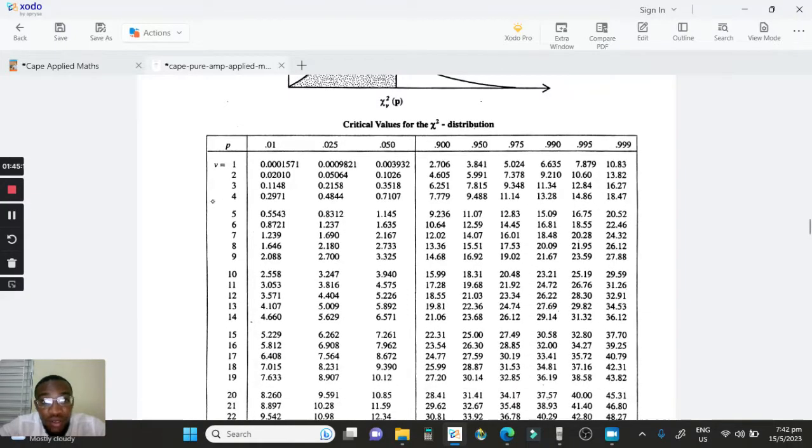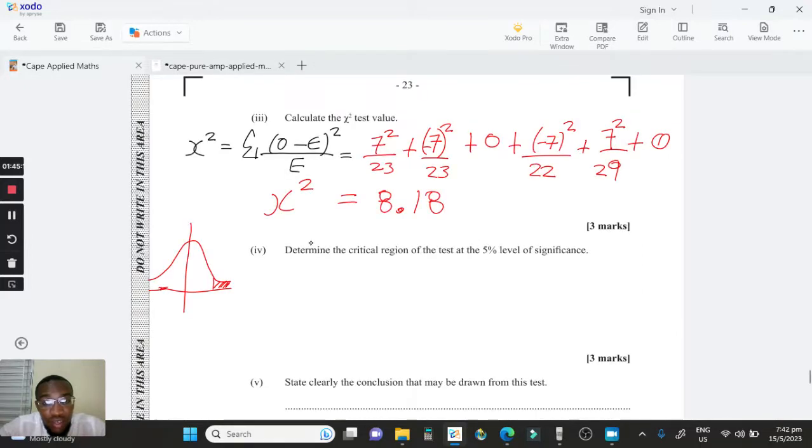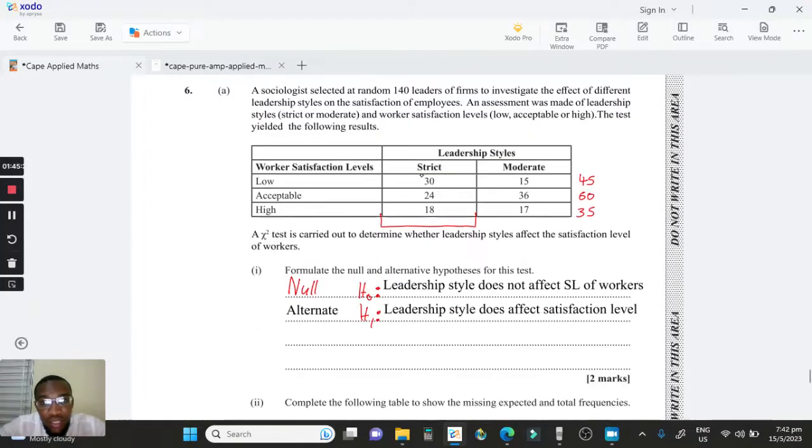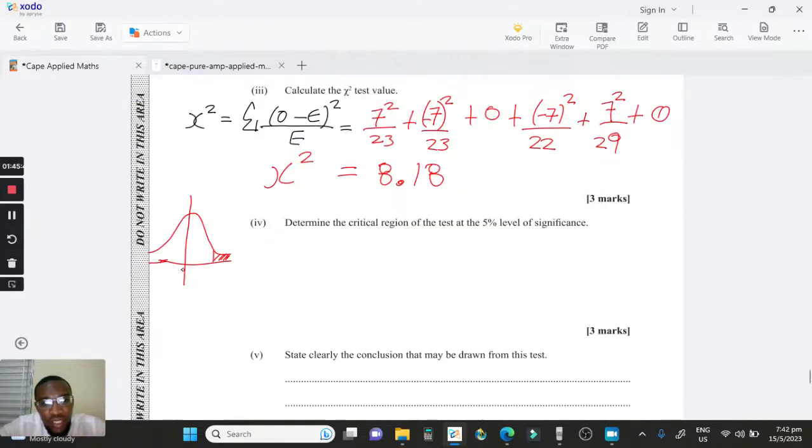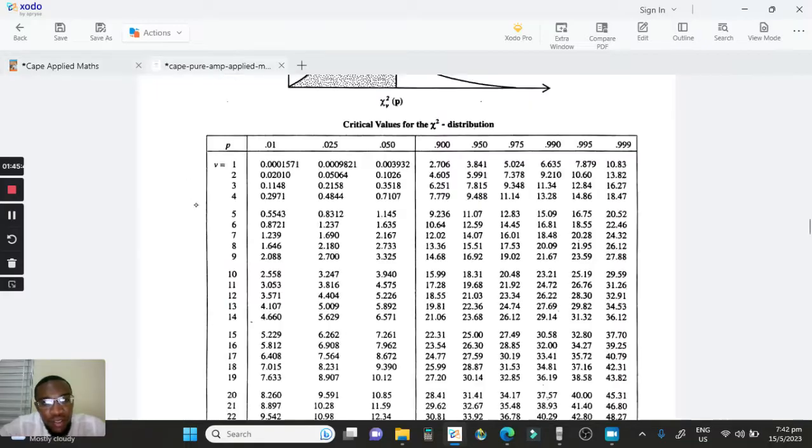First thing, we need to work out our degrees of freedom. Remember, your degrees of freedom is row minus 1 times column minus 1. It's 1, 2, 3 rows, so 3 minus 1 times how many columns? 2 minus 1 is 1, times 2 is 2. So our degrees of freedom is equal to 2. We're looking at 2 degrees of freedom.